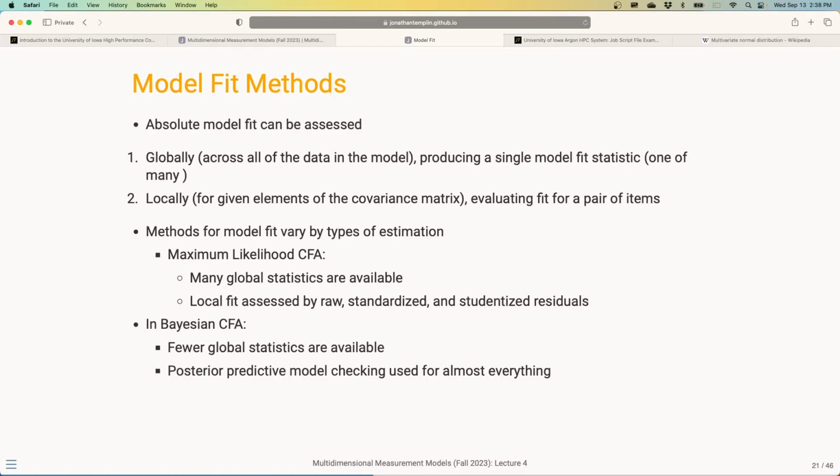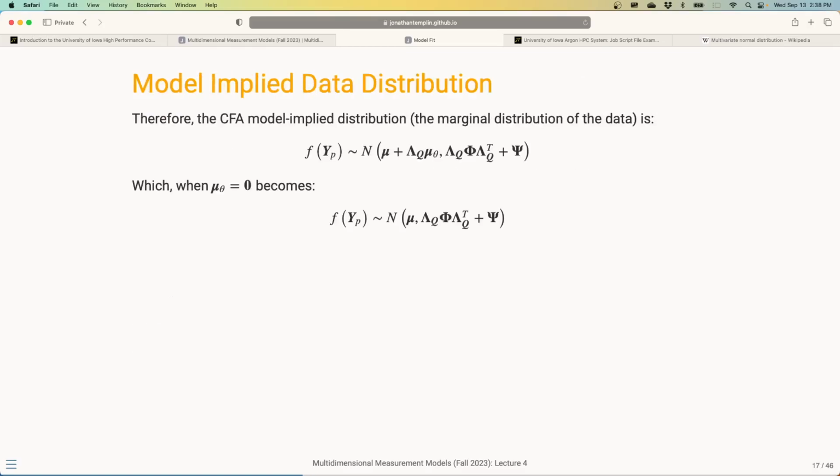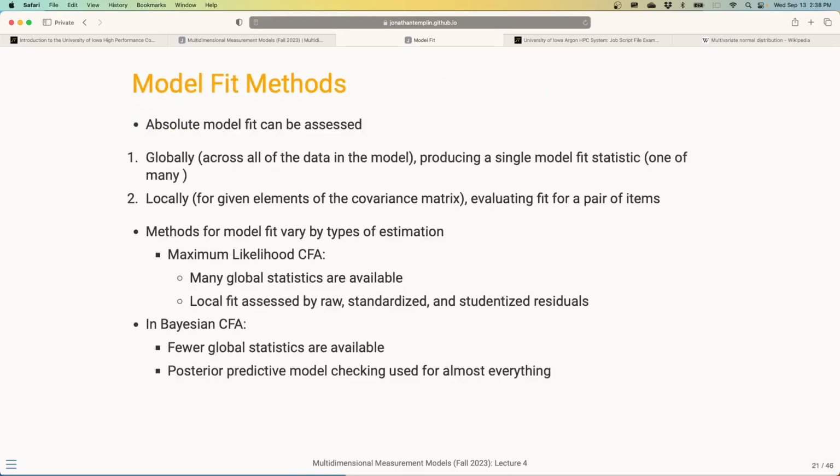Okay. So, absolute model fit can be assessed globally, right? So now we have two models. We have this one, where the saturated version comes from, and we have this one, where our model comes from. A global model fit would be an overall comparison between the two. We talked about likelihood ratio before and so forth. But that global is usually one statistic overall.